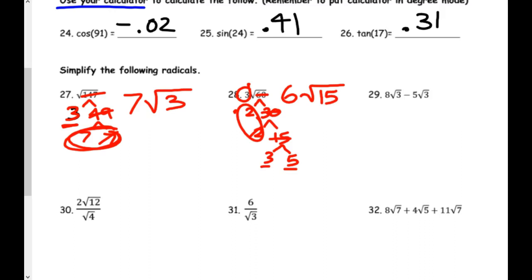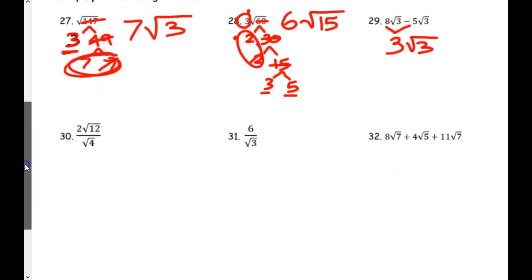29, they're both square roots of 3, so I can subtract them. 8 minus 5 is 3. Square root of 3 is the square root of 3, right? So just remember, when you add or subtract, the square root stays the exact same.